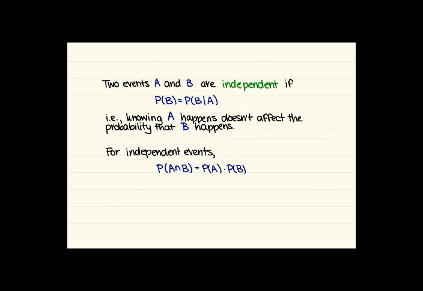For independent events, the probability that A and B both happen is the probability of A times the probability of B. You can figure that out that way. This is something you've probably done a lot in probability. So if we're rolling 2 dice and we want to figure out the probability that we get a 1 and a 1, for example, we do 1/6 times 1/6. This is something very familiar.